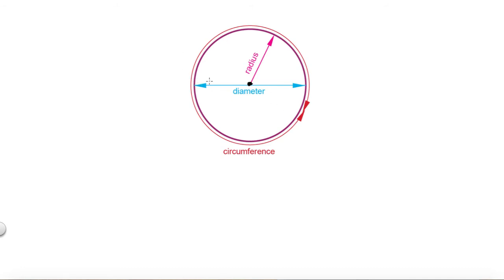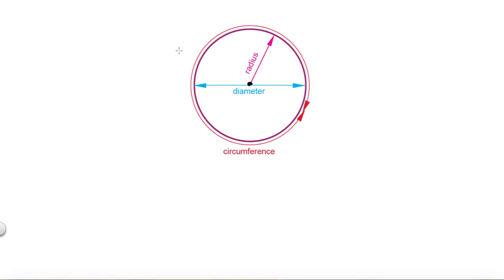Our widest dimension of the circle is our diameter. That goes from one side of the circle to the other. That is twice the radius. So from here to the edge is the radius. Here to the edge is the radius. Together it is the diameter.